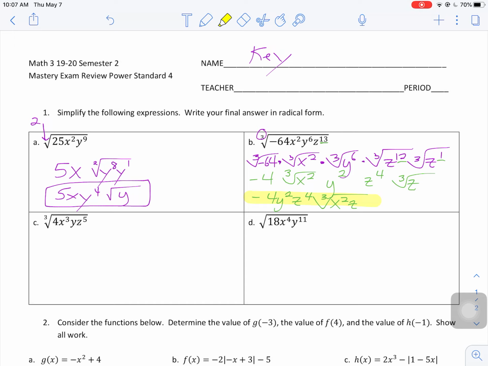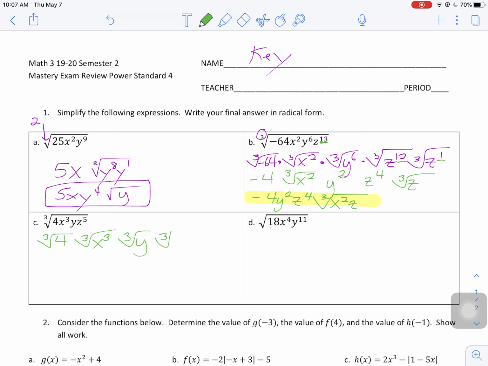For part C, the cubed root of 4 cannot be simplified because there are no perfect cube factors of 4, and 4 is not a perfect cube. The next term, 3 divided by 3, is going to simplify down to 1, so it'll be x to the first. We'll simplify that in just a moment. Cubed root of y, we're not going to be able to simplify.